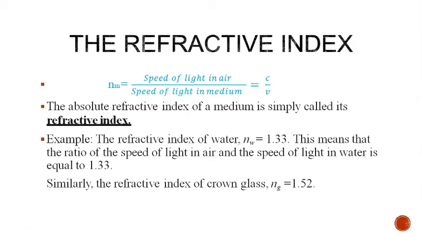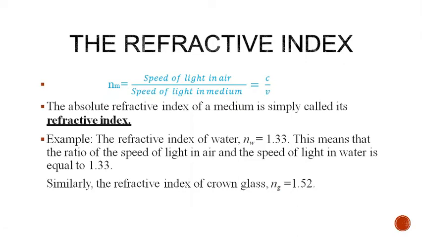There is one more term, that is relative refractive index. When the light goes from one medium other than vacuum or air to another medium, then the value of refractive index is called relative refractive index. I'll explain with an example. When the light is going from water into glass, then the value of refractive index will be the relative refractive index of glass with respect to water.